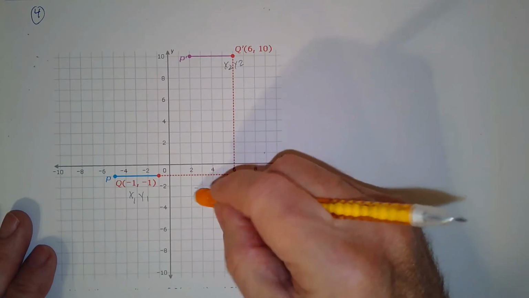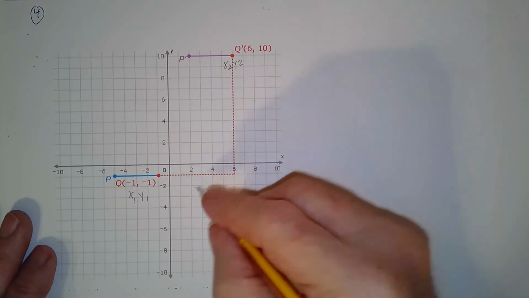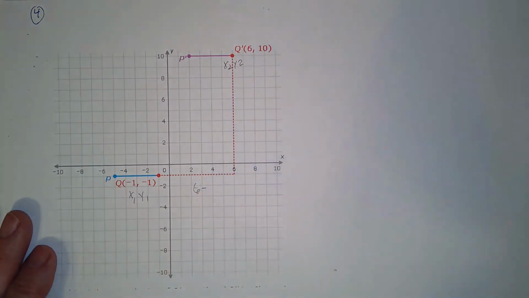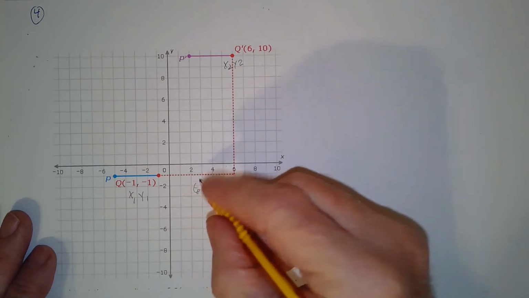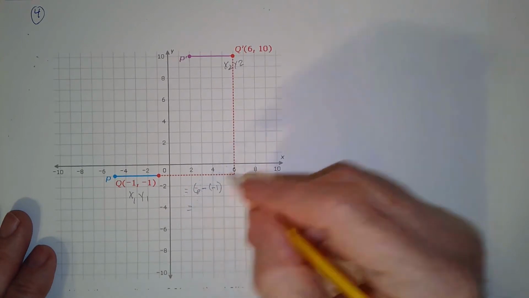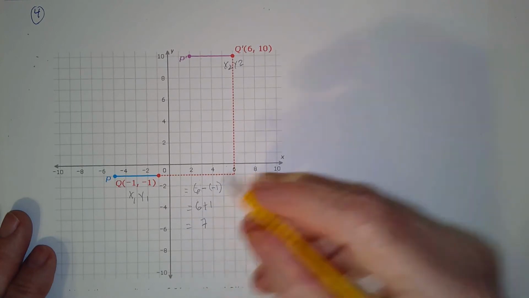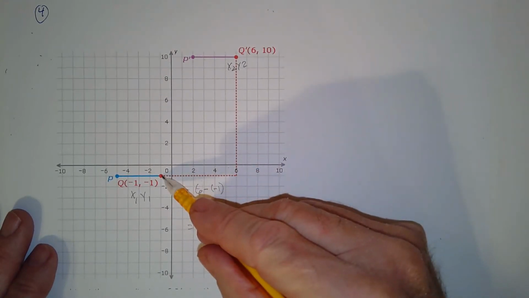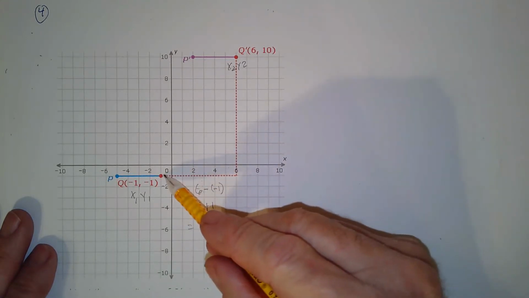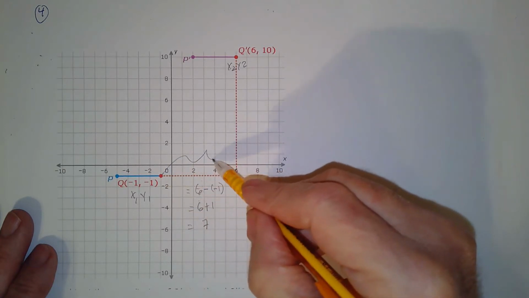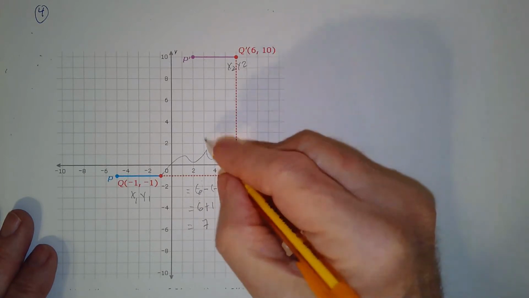Now what I'm going to do is subtract the x1 from the x2. So I'm going to take 6 minus -1. And so that's going to equal 6 plus 1, or 7 units. So that means that we're going from this point over here to 6, 7 units. Let's count it and make sure. So going from here to here is 1, 2, 3, 4, 5, 6, and yes, 7 units.